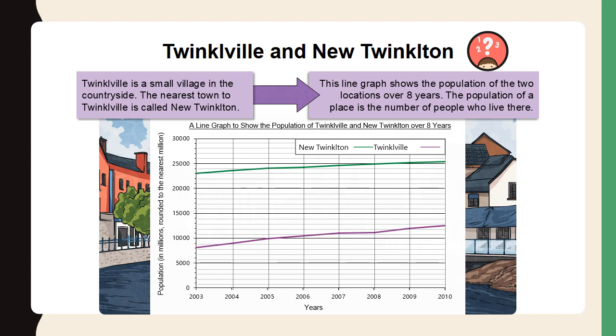So, if you have a look at our line graph, you can see that the information for New Twinklton is shown in green, and the information for Twinklville is shown in purple. And there's a key on the graph which tells us that. So where New Twinklton has been written, we have a green line, and that tells us that the green line on the graph represents New Twinklton. If we look at the title of our line graph, again, that gives us information about what the line graph shows. So it shows the population, Twinklville and New Twinklton over 8 years. The population is recorded in millions. It's been rounded to the nearest million.